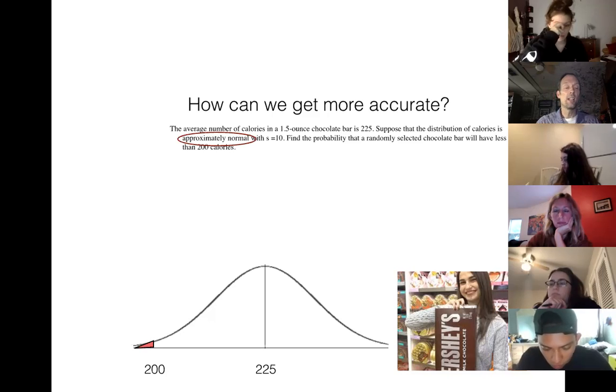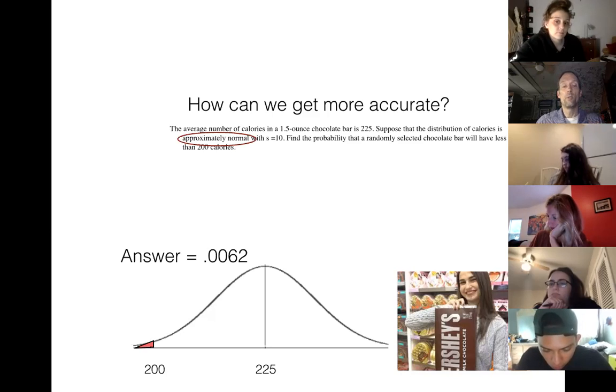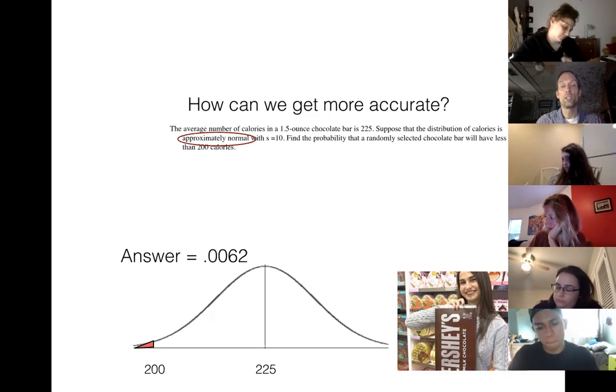Now, does it look like it's a whole lot less than 50 or just a little bit less than 50? A little bit. Yeah, it's just a little bit of the curve that they have shaded in. So it's probably not greatly less than 50%. The actual answer is 0.0062.